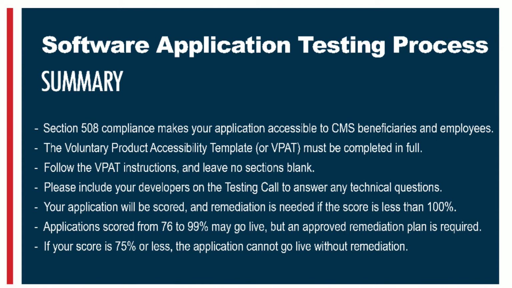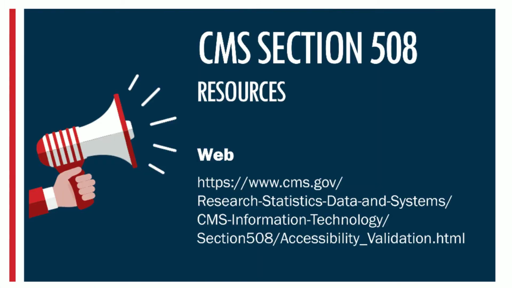Your application will be scored, and remediation is needed if the score is less than 100%. If your application is scored between 76% and 99%, it may be allowed to go live. However, an approved remediation plan is required and remediation activities must be completed. If your score is 75% or less, the application cannot go live without remediation.